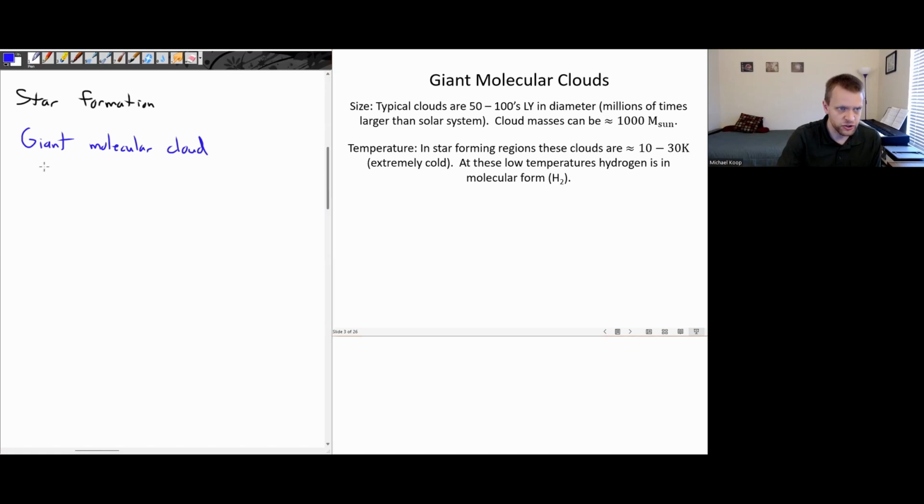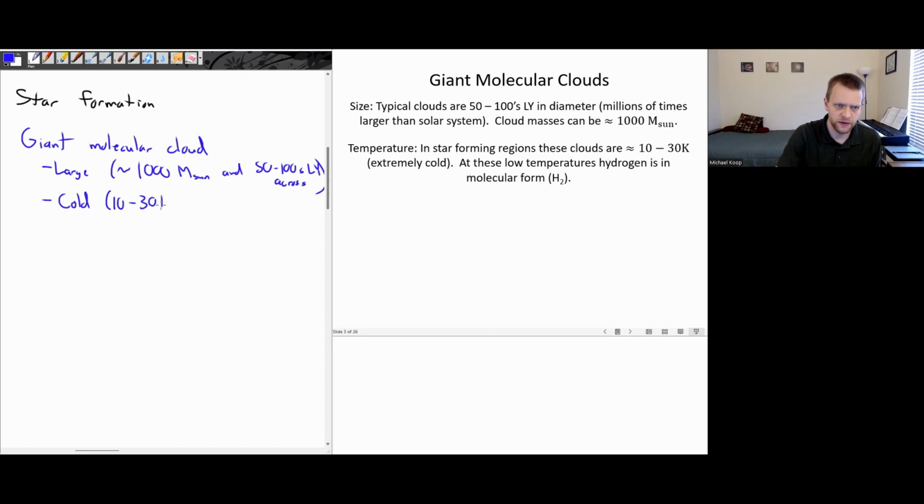So they're very large, around 1,000 times the mass of the sun and 50 to hundreds of light years across. And they're cold. These clouds of dust and gas, by cold, I mean around 10 to 30 Kelvin, which is around negative 260 degrees Celsius. So these are 10 to 30 degrees above absolute zero.